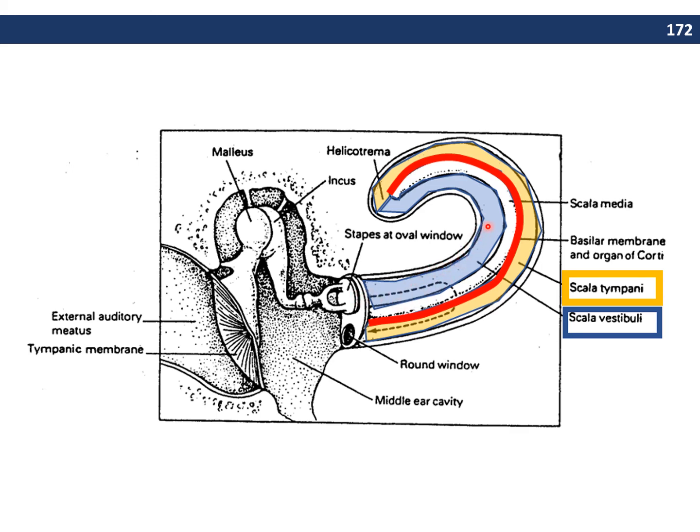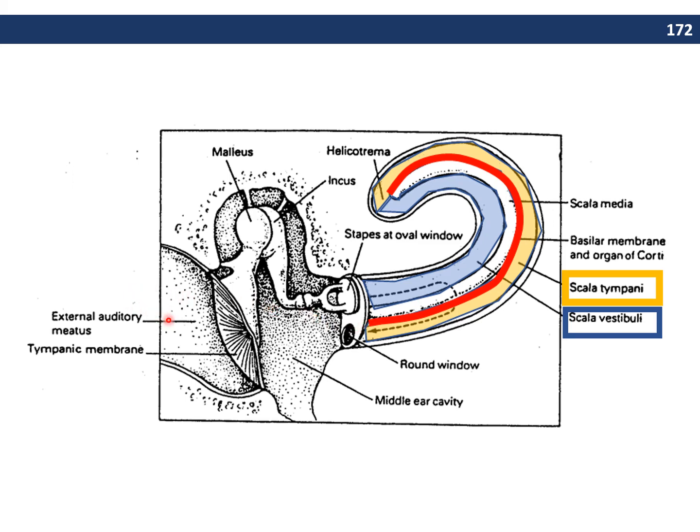The scala vestibuli and the scala media are separated by the vestibular membrane, or Reissner's membrane. And then the scala media and the scala tympani are separated by this basilar membrane. And it's the basilar membrane that contains the organ of Corti, the organ of hearing that converts mechanical movement into nerve impulses so that then we can sense or detect hearing.